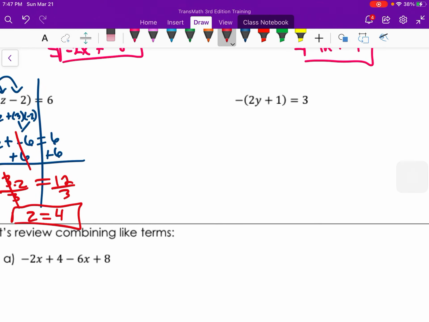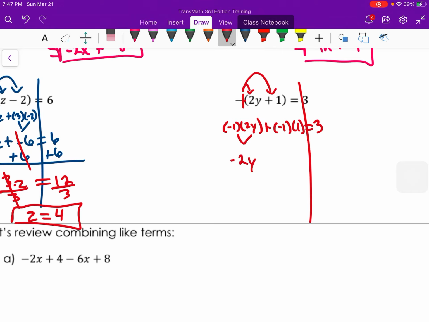Again, with a negative out front, it's a -1 times that quantity. So we must distribute that to each piece. So that's -1 times 2y plus -1 times 1 equals 3. Now I can simplify these products. That's a -2y, or it'd be a -1 times 2y, plus -1 equals 3. Now I can solve for 3, so I'm going to add 1 to both sides because that's my inverse of adding a -1. So we're left with -2y equals 4.